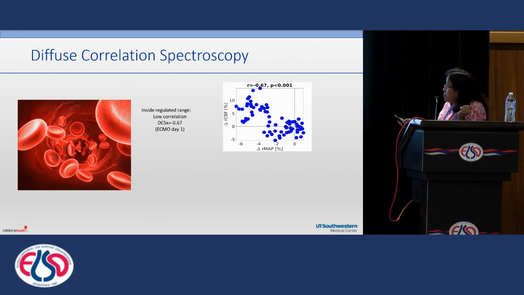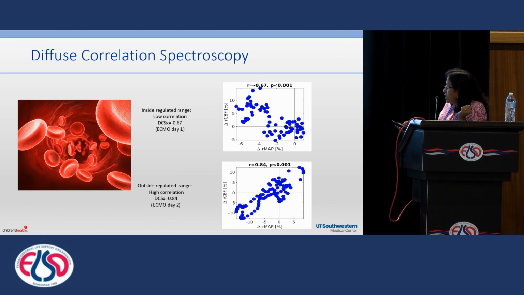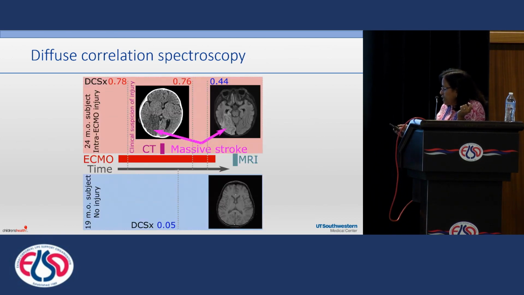And this is an example of a patient who is on ECMO, and as you can see, between this measurement and this measurement, there is no clear correlation. And in the same patient, a few hours later, you can see that there is a significant correlation, which means probably their autoregulation is abnormal. And we have now done this pilot study.